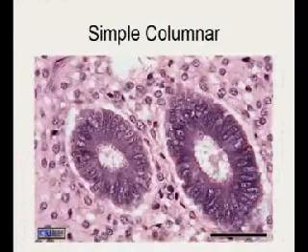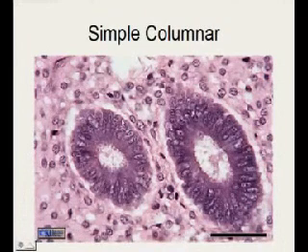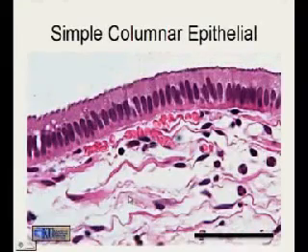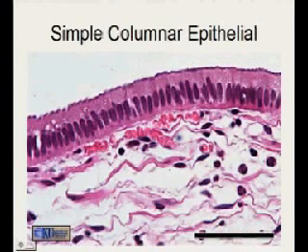Again, this is in a glandular structure, but again, the pattern is very identifiable. These long column-like cells, large prominent nuclei. The nuclei tend to gravitate more toward the basal lamina, see them more at the base of the cell. But again, this is simple columnar tissue. Again, this is simple columnar epithelial tissue. This is the ideal picture.